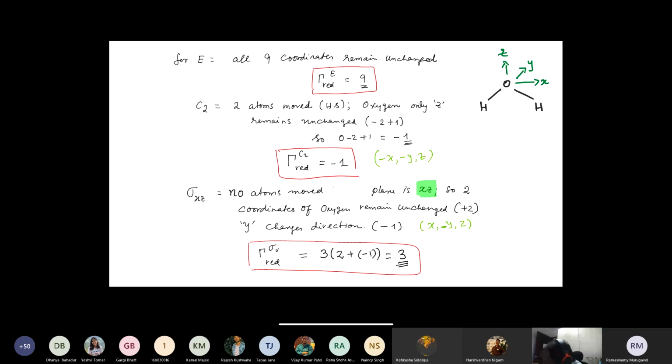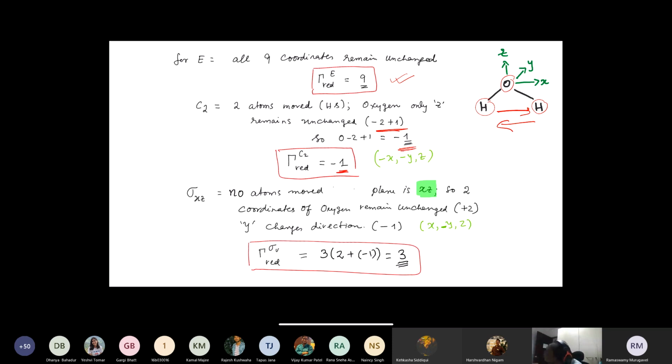So if I operate the identity operation on these 9 coordinates, 3 per atom, 3 into 3, 9, none of them get changed. So I get essentially a tau red value of 9 for E. If I do this for C2, the 2 hydrogen atoms move their positions and then they contribute nothing. And when I rotate about the Z axis, X becomes -X and Y becomes -Y. So essentially it's -2 plus 1, so the value is -1.